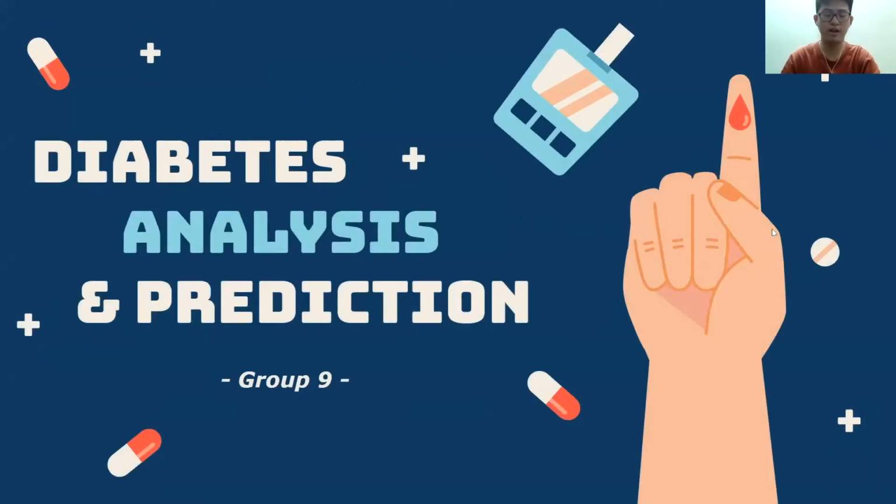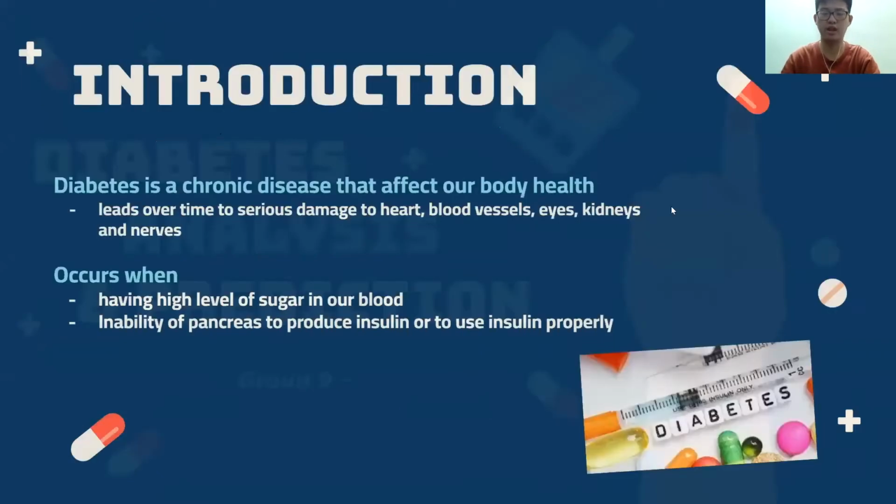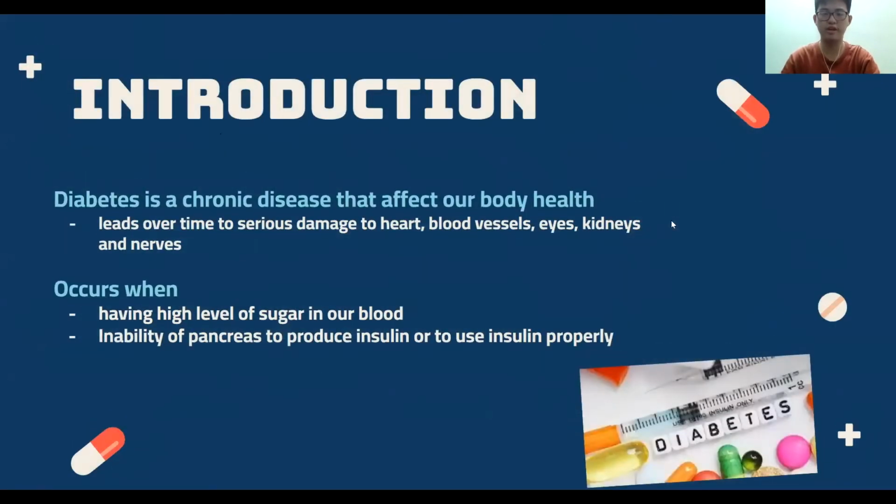So what exactly is diabetes? Diabetes is a chronic disease that affects our body health, and it will cause serious damage to our body parts, such as hearts, blood vessels, eyes, kidneys, and nerves. It usually occurs when we have a high level of sugar in our blood, or the inability of the pancreas to produce insulin or to use insulin properly.